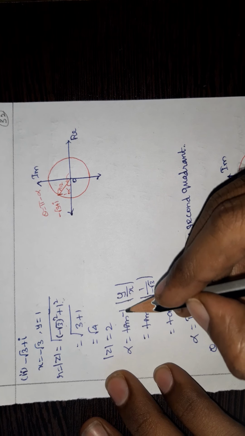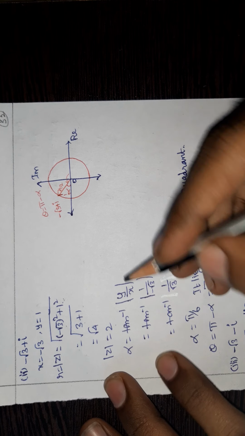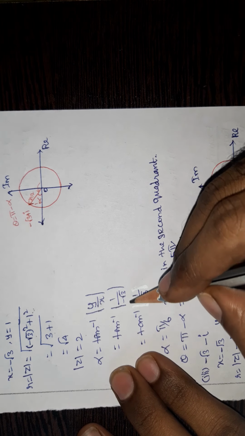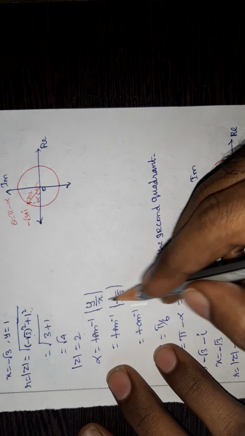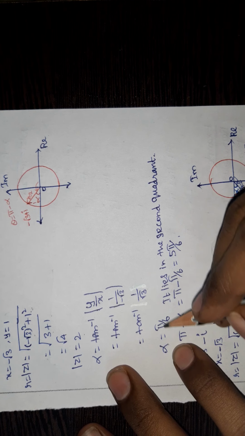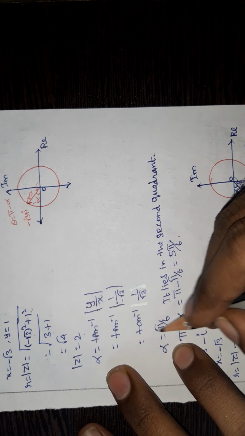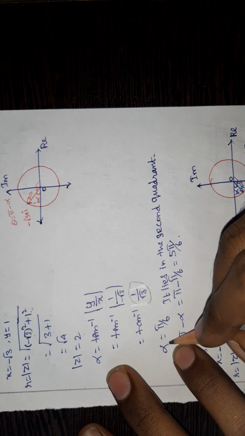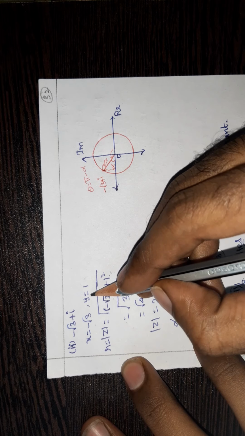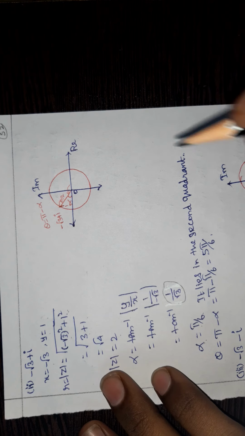So alpha equal to tan inverse modulus of y by x. Tan inverse, y is 1, x is minus root 3. Taking modulus here, tan inverse 1 by root 3. So alpha equal to pi by 6, since tan pi by 6 is 1 by root 3. So x is negative, y is positive. So it lies in the second quadrant.